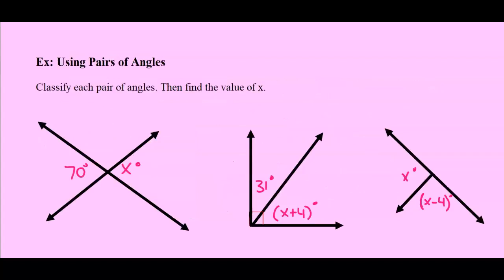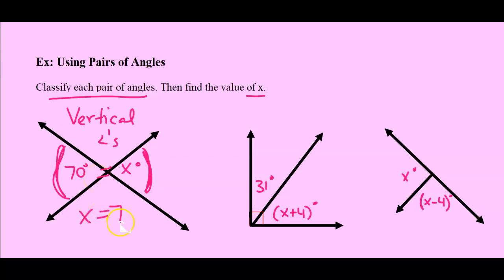Now let's practice finding missing measures. First, classify the pair of angles, then use that knowledge to help find the missing value. In this first diagram, we have vertical angles. We know vertical angles are congruent, therefore 70 is equal to x. Well, that means x is 70 degrees. So x is equal to 70. That one's an easy one.